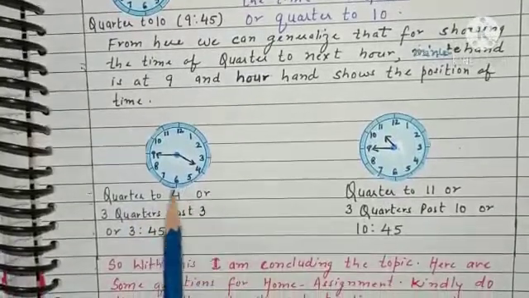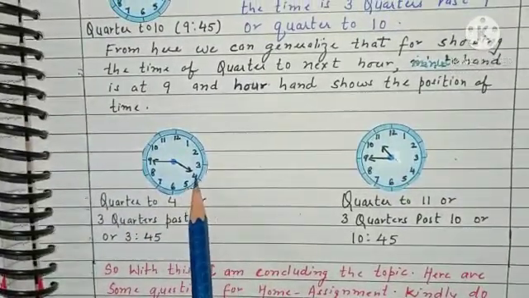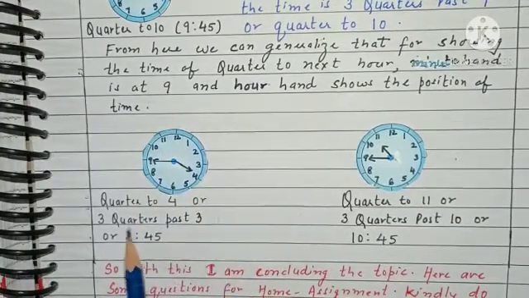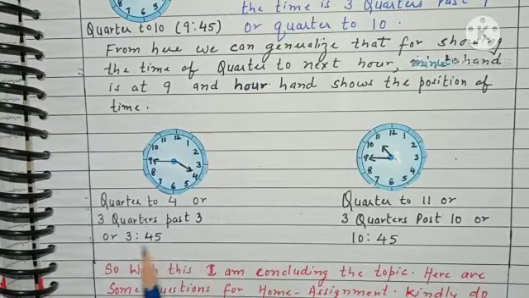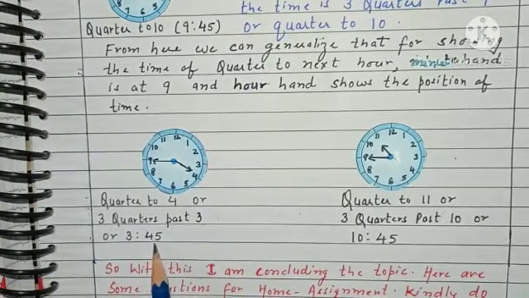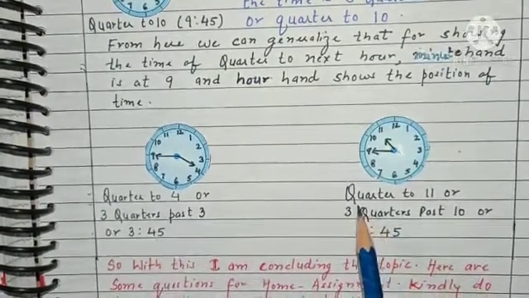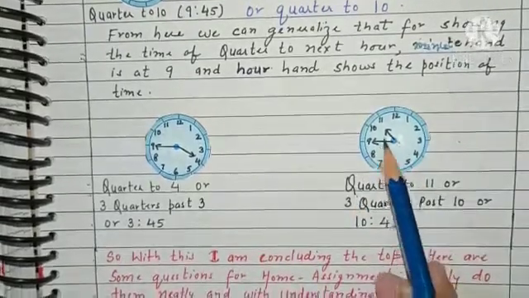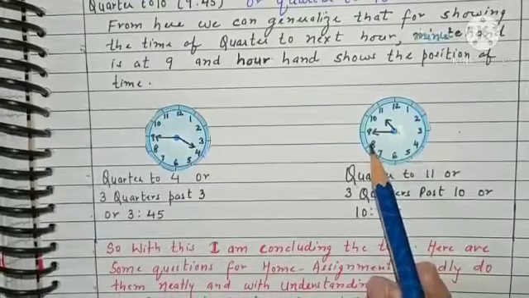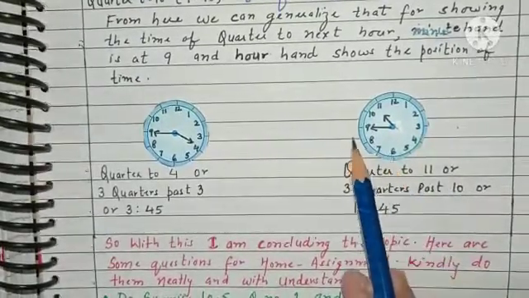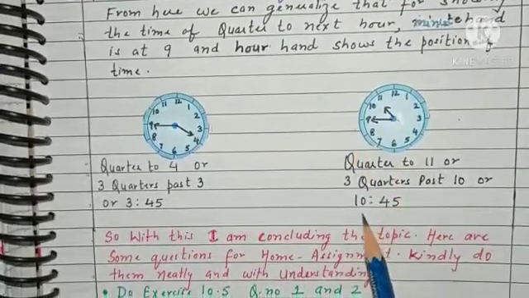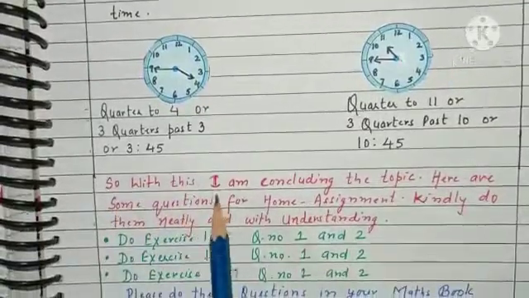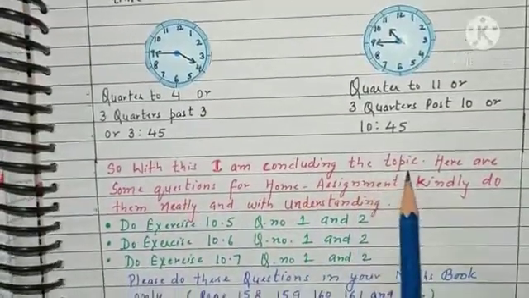See the clocks here? The time shown by the clock is quarter to 4. Quarter to 4 or 3/4 past 3 or it is 3:45. Observe the clock here. The clock is showing the time of quarter to 11. Quarter to 11 or 3 quarters past 10 or 10:45. So, with this, I am concluding the topic.